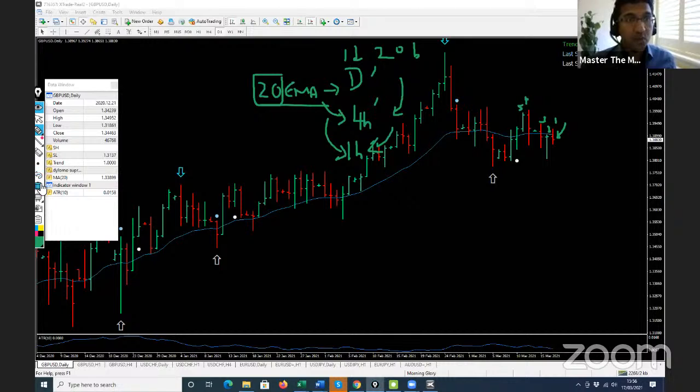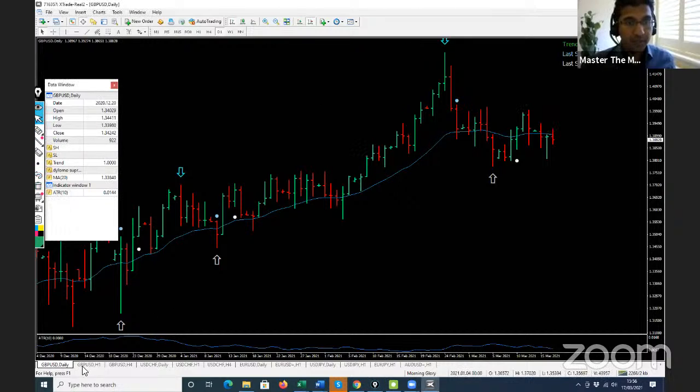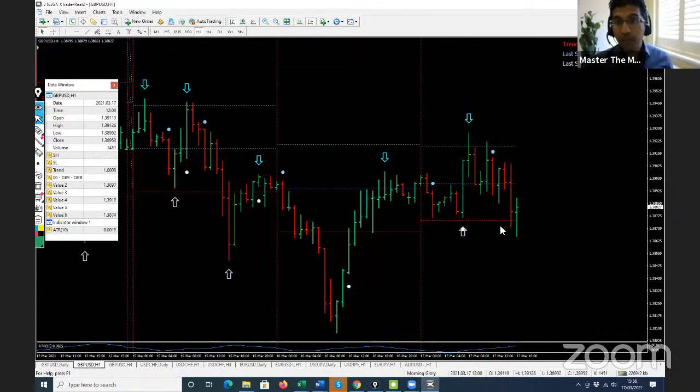So if I were to go to a 1 hour time frame, like this over here, with our stretch indicator and our ORB setup, the opening range breakout strategy setup, which I've explained in the previous live trading session videos, which I highly encourage you all to look at as well.